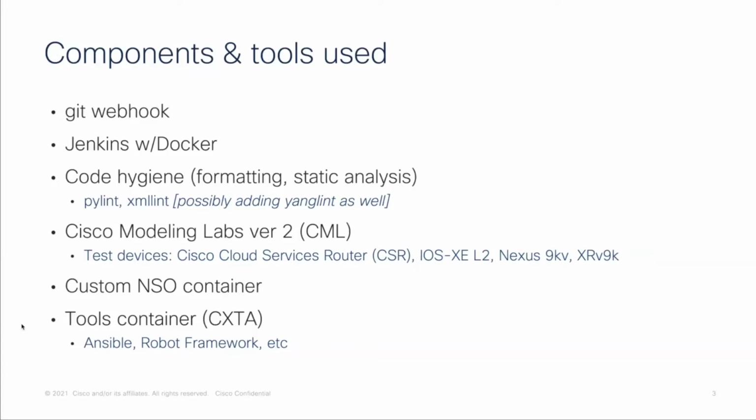We also use a tools container that's available within Cisco, which is a nice bundling of some test tools. That container is referred to as CXTA, and I believe that stands for CX testing and automation. It includes tools we're interested in, Ansible, the Robot Framework, and some other stuff. Robot, if you are unfamiliar with it, is an open public domain package that can be used to execute various tests against things. We make heavy use of that, as you'll see in a future slide coming up.